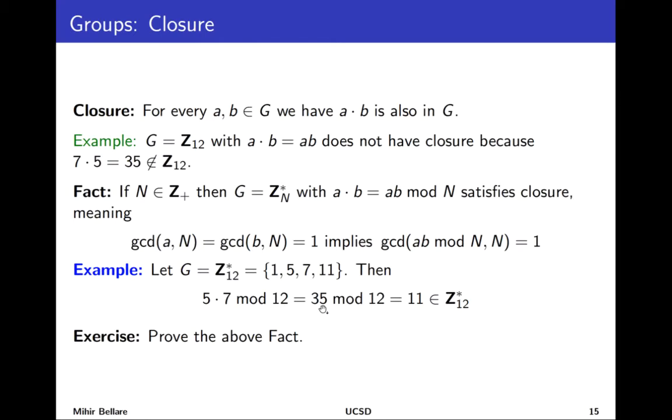Well, 7 times 5, 35, and 35 mod 12, how do I compute that? Well, let's see, 12 times 2 is 24, 24 plus 11 is 35, so 11. And what closure is saying is, look, 11 is actually here. If I take 2 things in here and multiply them mod 12, I will never get back an answer of, say, 2 or 4 or 6. And closure is telling you that.